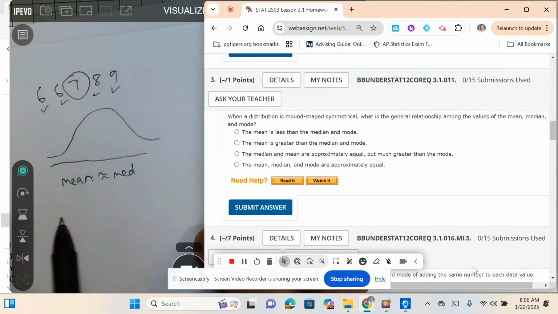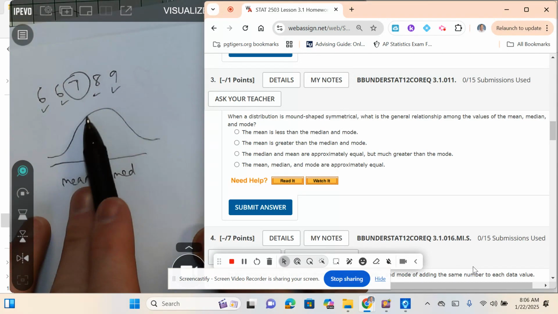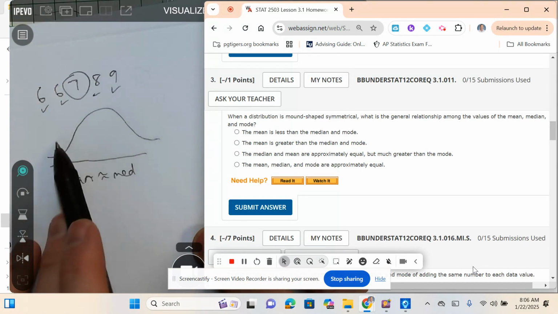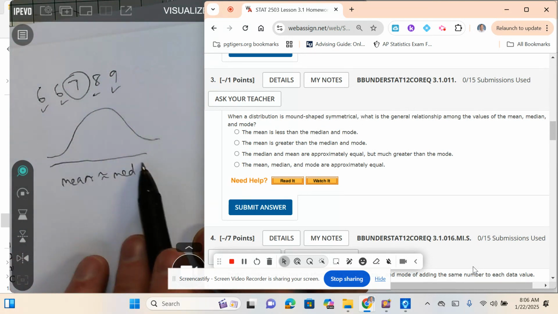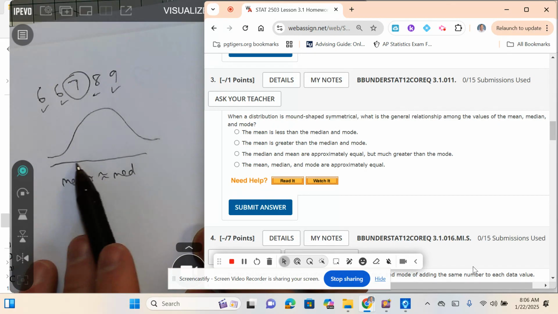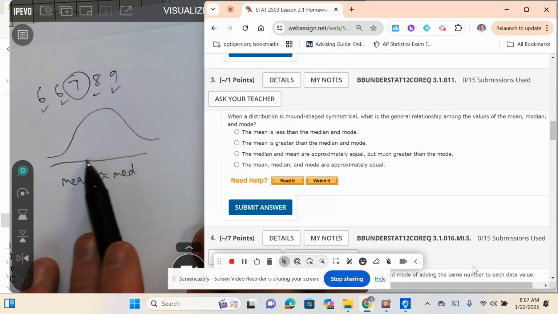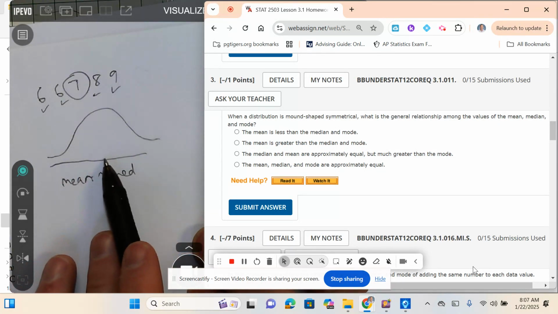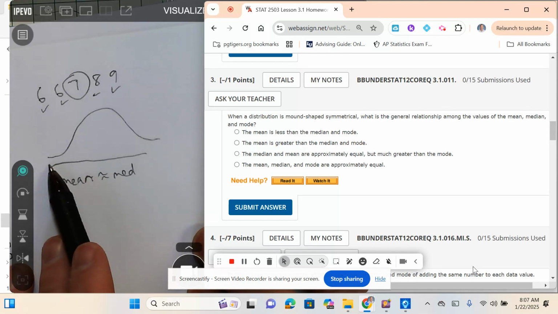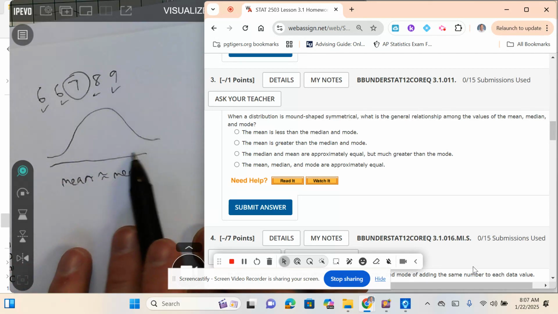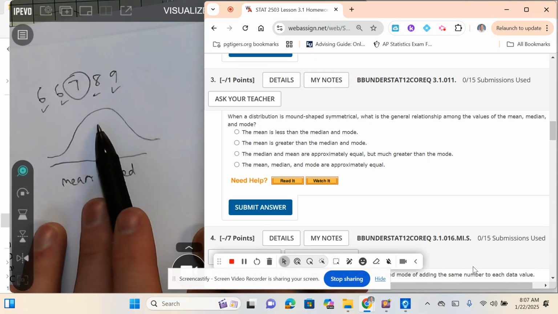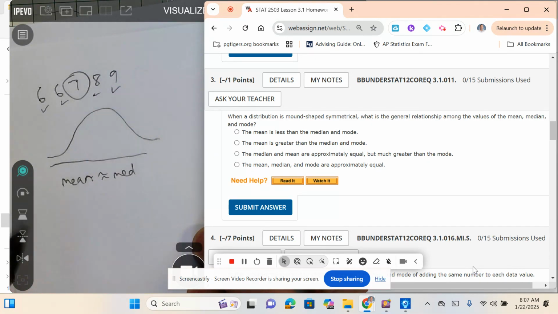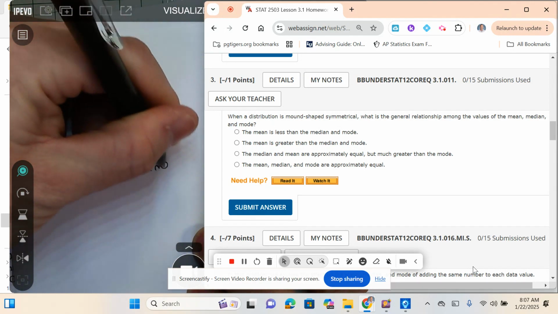Okay, mound-shaped, symmetrical. Mound-shaped because it's got a peak in the middle, and then symmetrical because they're symmetric on both sides, so that if you fold it in half, it'd be about the same. Now, where would the highest occurring, the mode, be at here? If you were to take a guess, where's the highest occurring value at? Left, middle, or right? Which one's got the highest point? It's right there. So the mean and median and mode would be about the same.